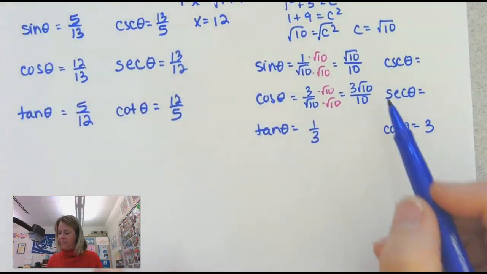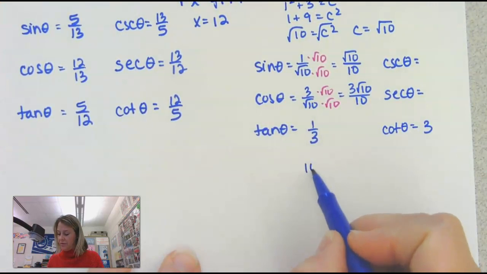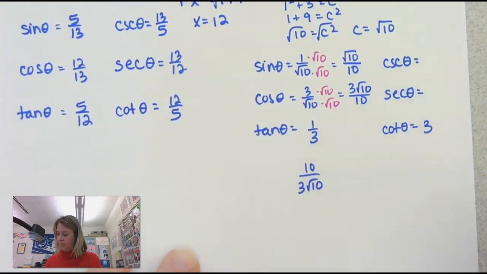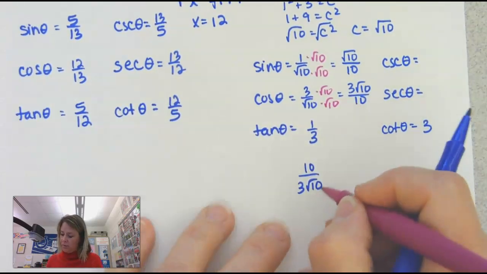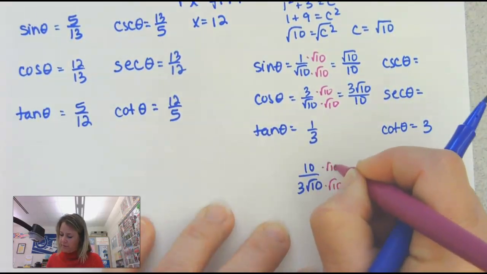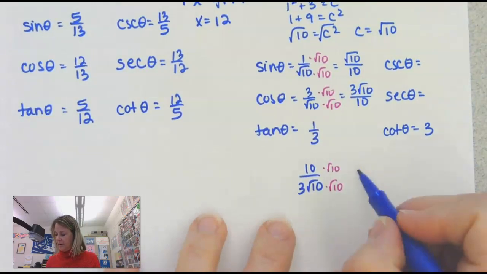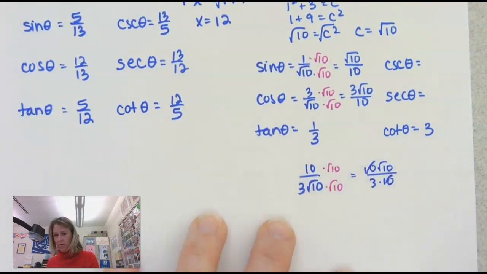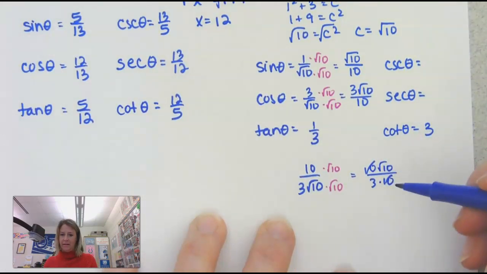show you down here. If I flip this answer and I do 10 over 3 radical 10, do you see how it automatically puts a radical in the bottom? And then what I'd have to do is multiply numerator and denominator by radical 10 again, and I get 10 radical 10 over 3 times 10, and then cross them out. It's kind of a pain.